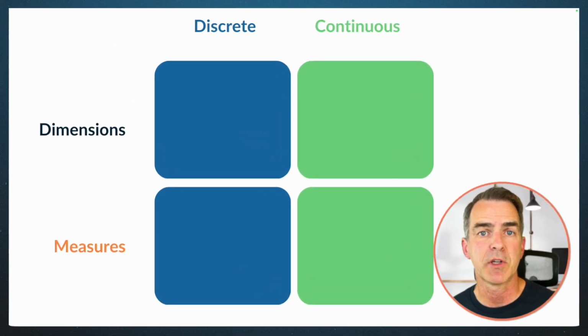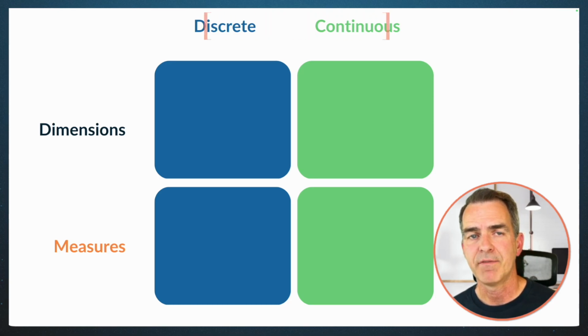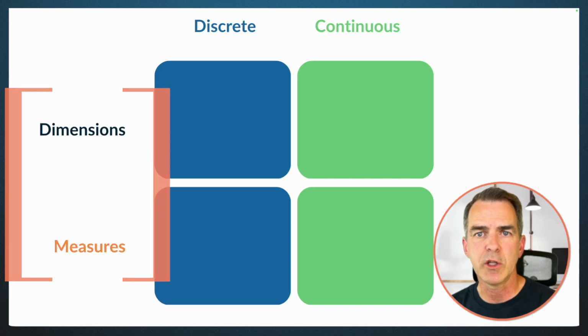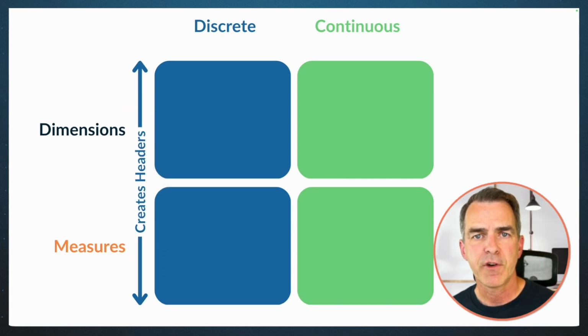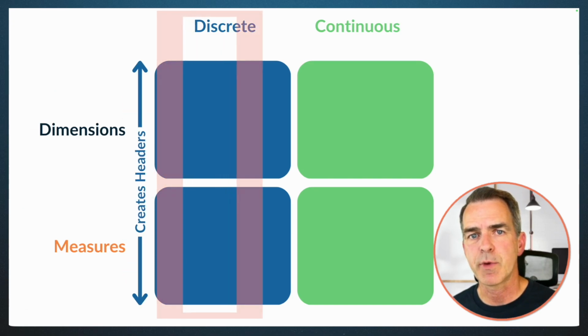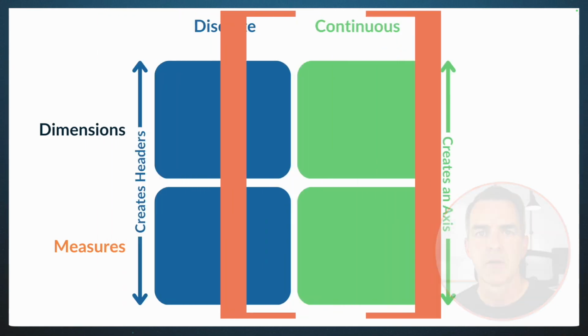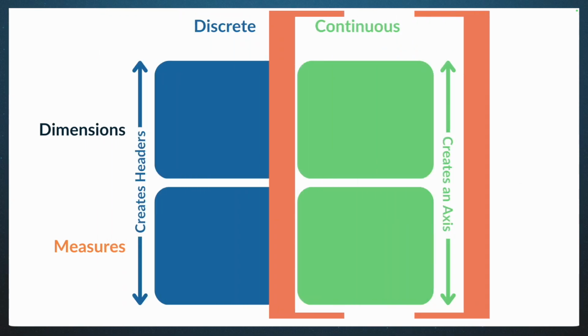We have 4 possible combinations for our fields. We have discrete and continuous, and we have dimensions and measures. We're going to look at each of these 4 quadrants. First thing to keep in mind is that discrete data creates headers, while continuous data creates an axis.